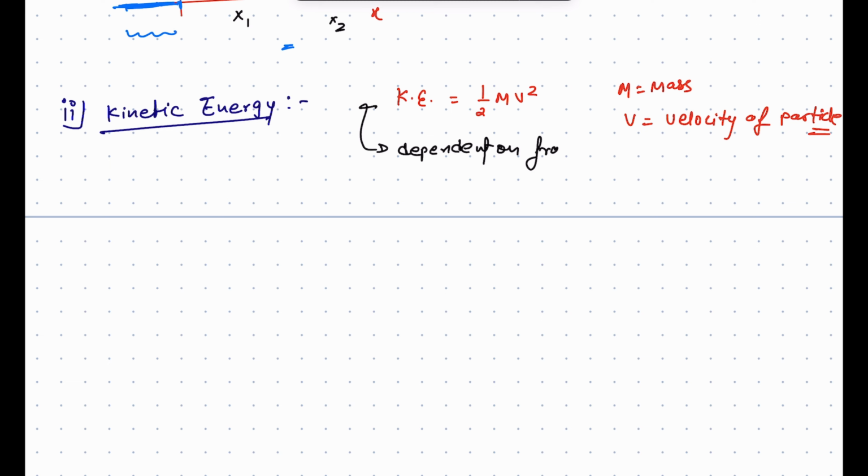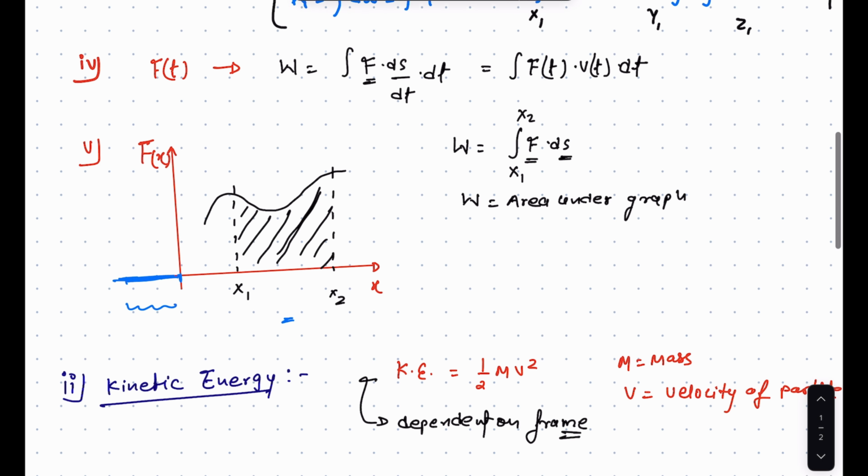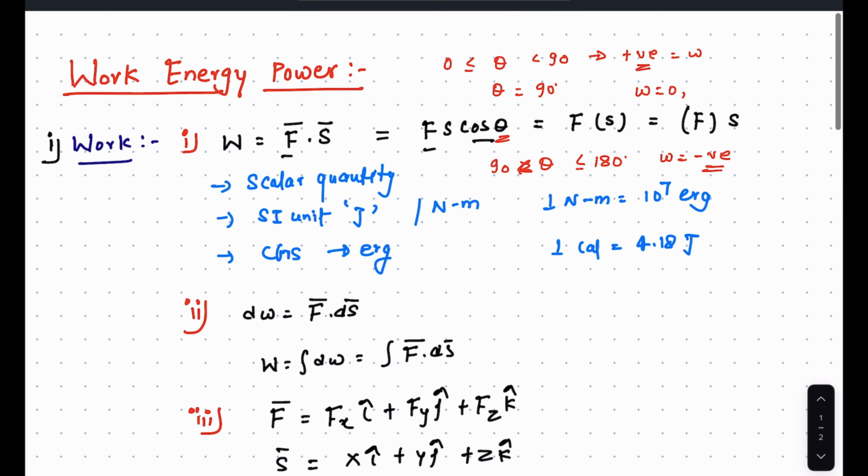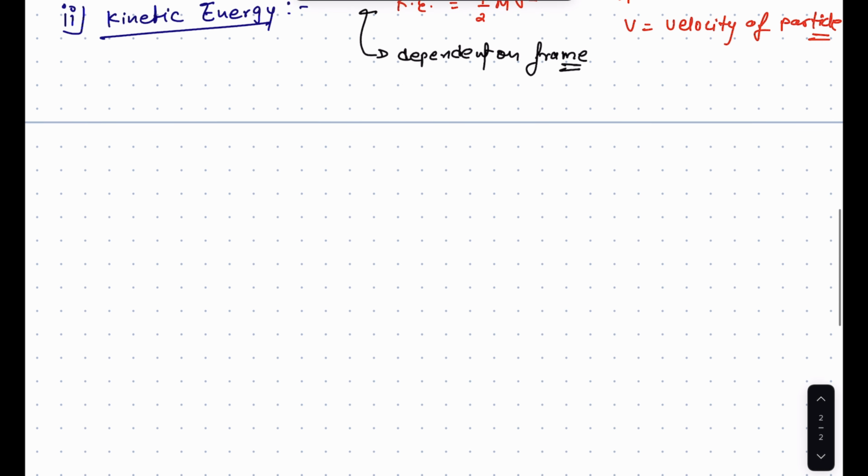Okay, what about the work done? We didn't talk about the work done in a relative frame. What if we take work done in a moving frame? Then the displacement would be something different. So that's why work done is also dependent on the frame. It is not independent of the frame. Force is independent of the frame, but the displacement is dependent on the frame. So that's why the work done becomes frame dependent.